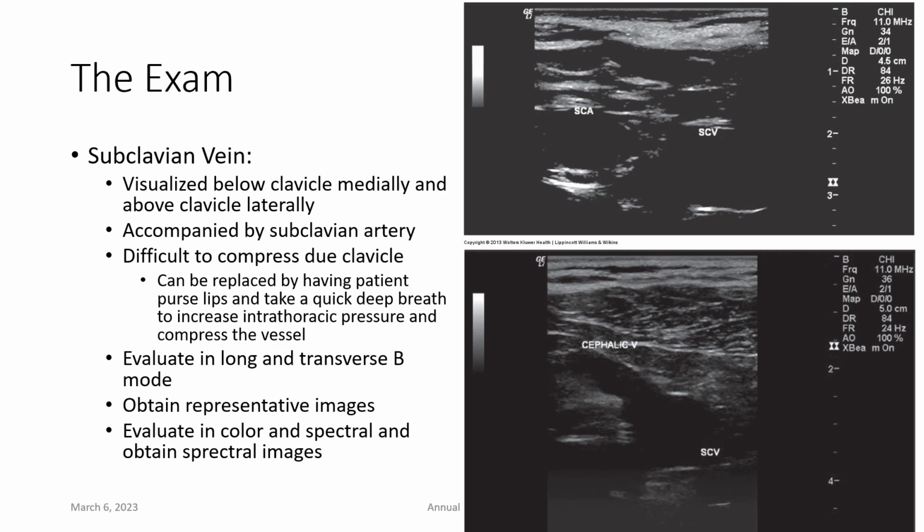You're going to want to obtain a representative image of your subclavian vein. Usually this is a relatively short vein, so probably a single representative image of B mode transverse, B mode transverse with compression, B mode long, color long, and spectral long.